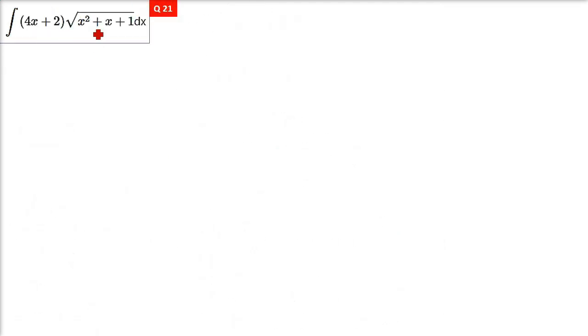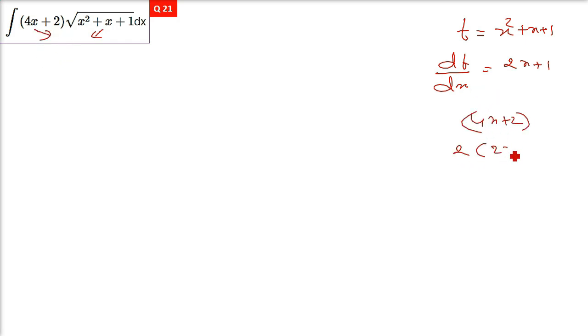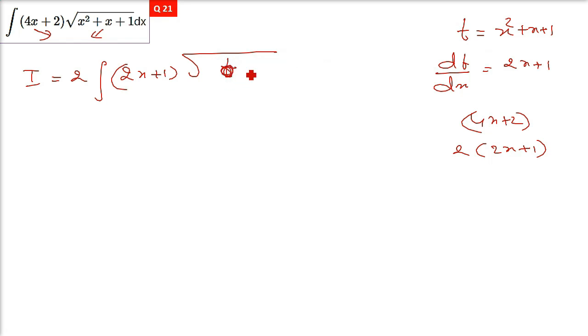4x plus 2 into under root x square plus x plus 1 into dx. Now this x square plus x plus 1, if you take it as t is x square plus x plus 1, when you differentiate this, dt by dx will be equal to 2x plus 1. Now there is no 2x plus 1. What to do now? 4x plus 2, you can take 2 common from here. You get 2x plus 1, and this 2x plus 1, when we start integrating, this 2 you can take it outside, 2x plus 1 remains inside, under root of t will come. Not now, because otherwise 2x plus 1 has to be combined with dx, and then dt will be written.